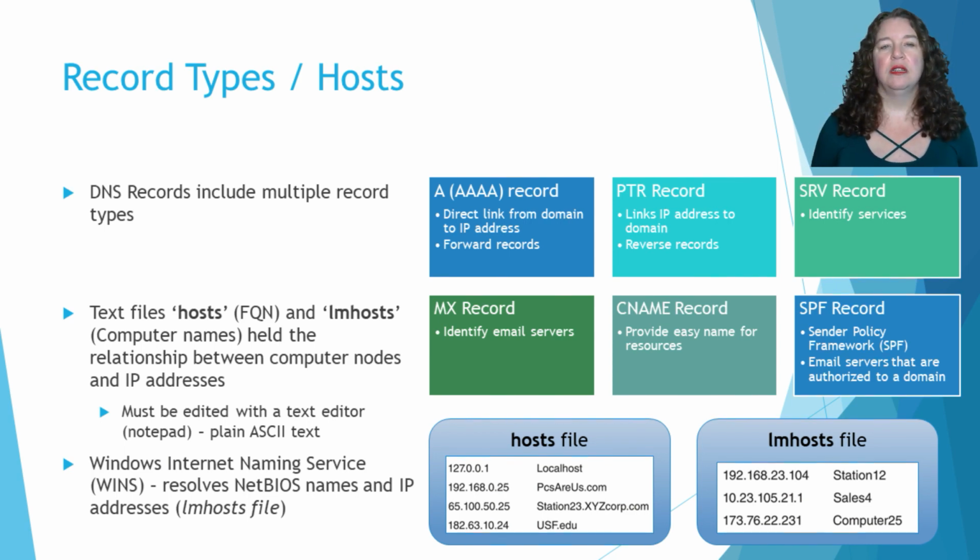These different record types are important. It's really important for you to understand the difference between an A record, which is useful, a CNAME, and the MX records. Those are the ones that are associated with your email, being able to have an easy name for your resources, and then of course your obvious direct link. You have to have an A record.